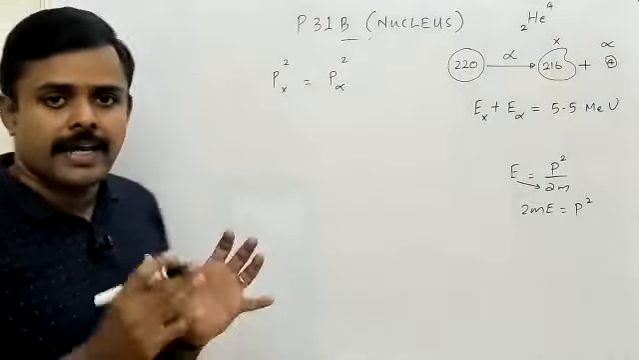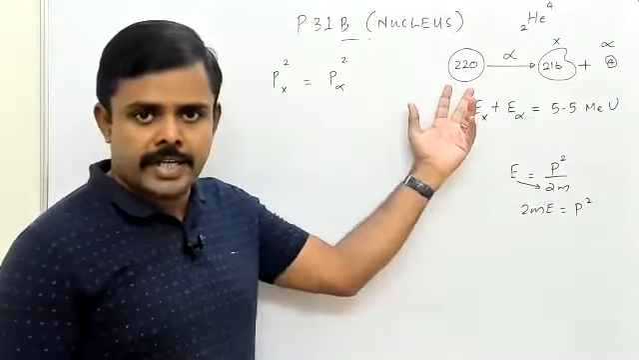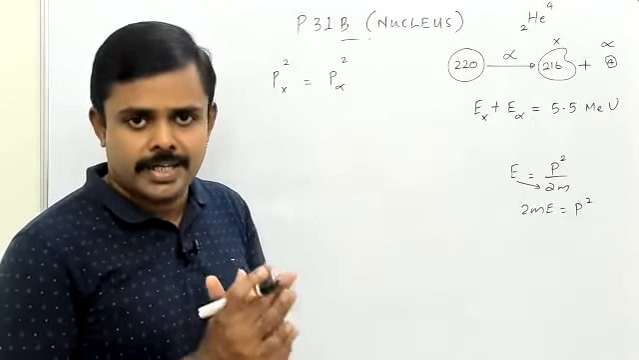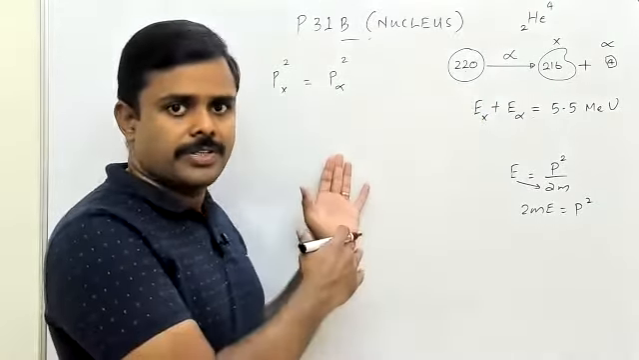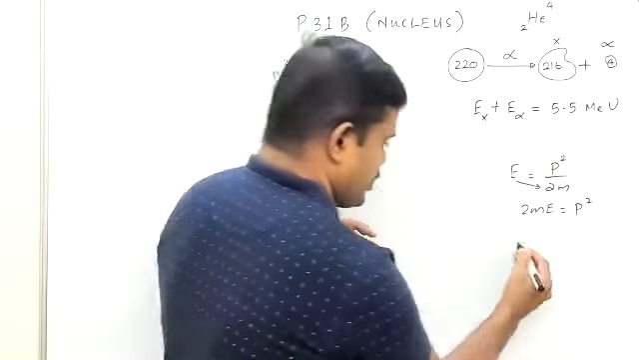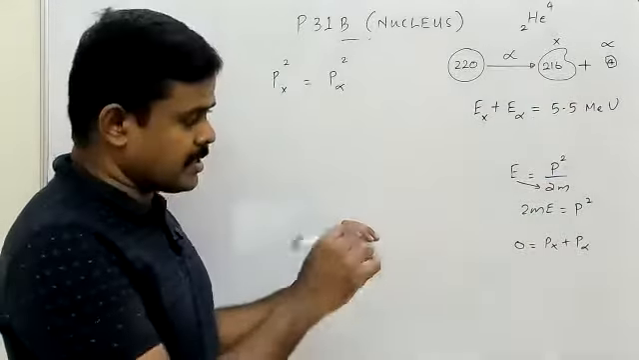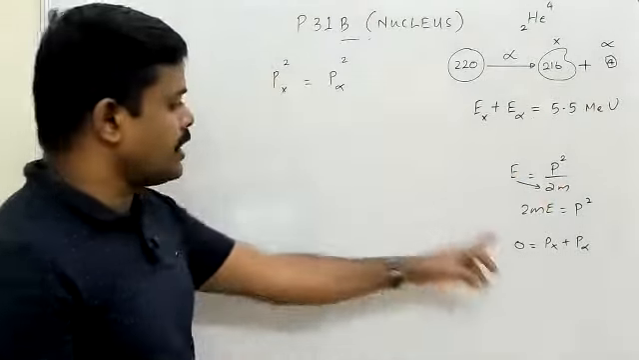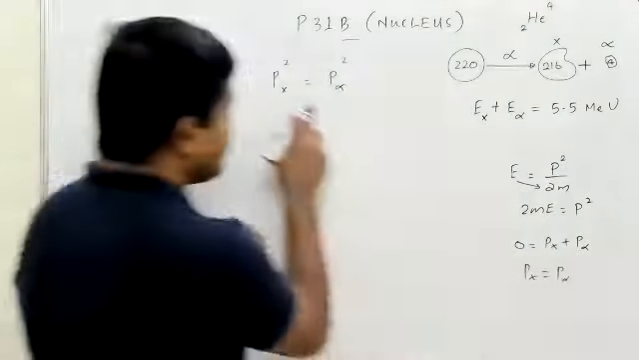So what have I done? I have taken the law of conservation of linear momentum. Because this is a self-disintegration, no external forces are involved, so momentum of the system must remain conserved. Before the process, the system was at rest, so initial momentum was 0. Final momentum is P_X plus P_alpha. I write 0 is equal to P_X plus P_alpha, so P_X is equal to minus P_alpha. But minus simply tells you that it is going backwards, so forget about the sign. I take the modulus only: P_X is equal to P_alpha. That is what I wrote here.